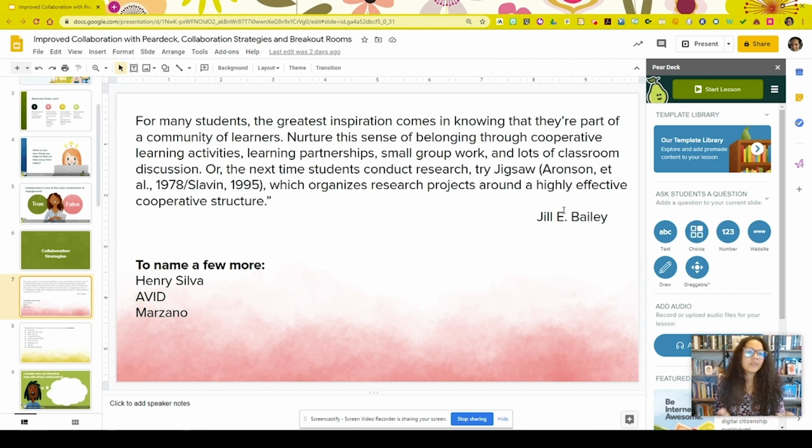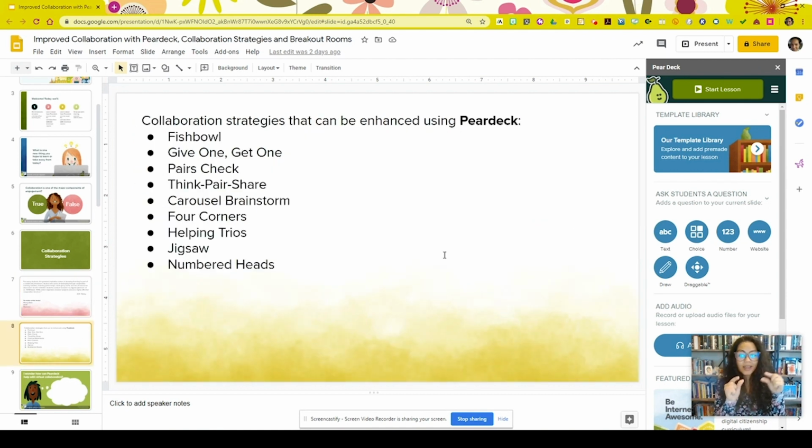I think at this point in the history of the pedagogy of teaching, every school believes that collaboration is a key element of engagement. For Henry Silva, it's part of the 8 C's, right? So here is a small list of different types of collaboration strategies. Now, again, some of these you may already know.